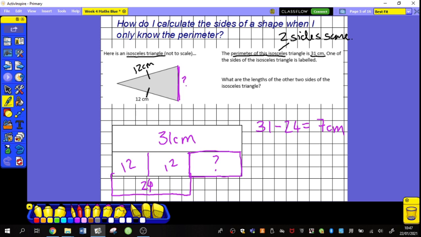So a good way I can check this is if I do 12 add 12, add 7. 12 and 12 is 24, add the 7, 31. Must be correct, that's the perimeter they gave me.